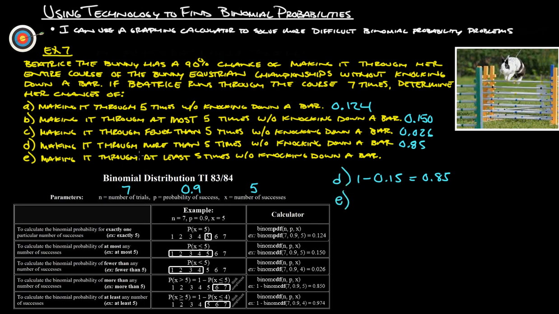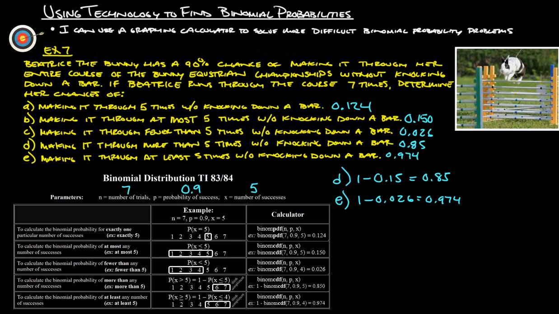What's the probability that they make it through at least 5 times without knocking down a bar? So that's 5, 6, or 7, which would be the complement of this one here, because that's only 1 through 4. We want to figure out 5, 6, and 7. So we'd take the complement of this one here. And we figured out that one earlier was 0.026. So we're going to do 1 minus 0.026, which is going to give us 0.974.